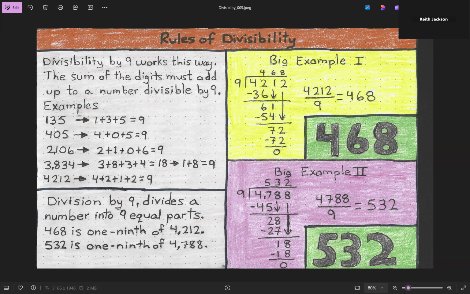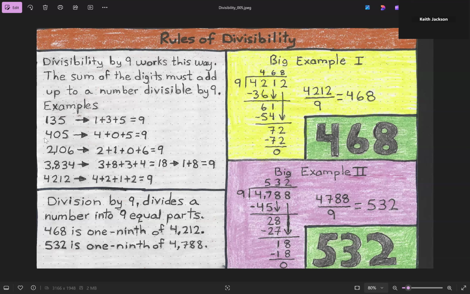We have 135, 405, 2,106, 3,834, and 4,212. And let's give these numbers a try, because we know that if we add 1 plus 3 plus 5, that will give us 9. Guess what? That lets us know that 135 is divisible by 9.